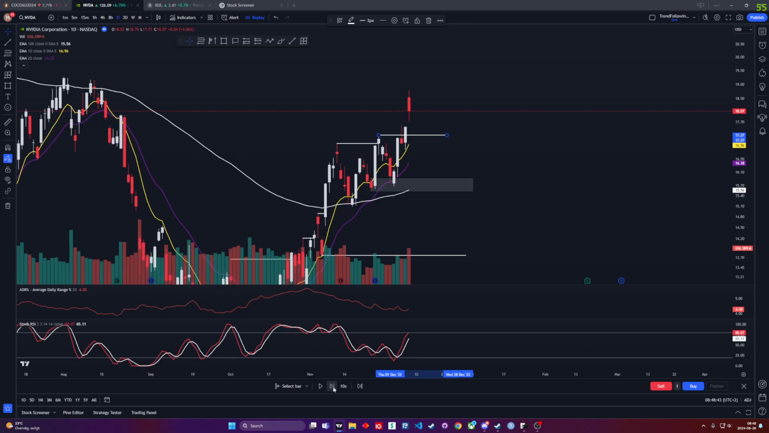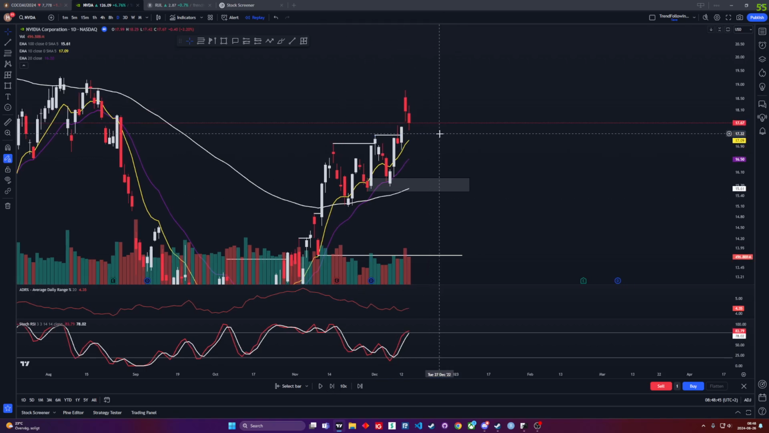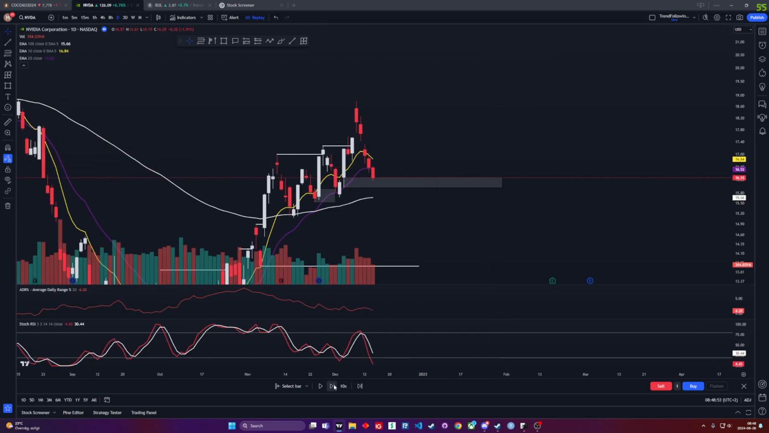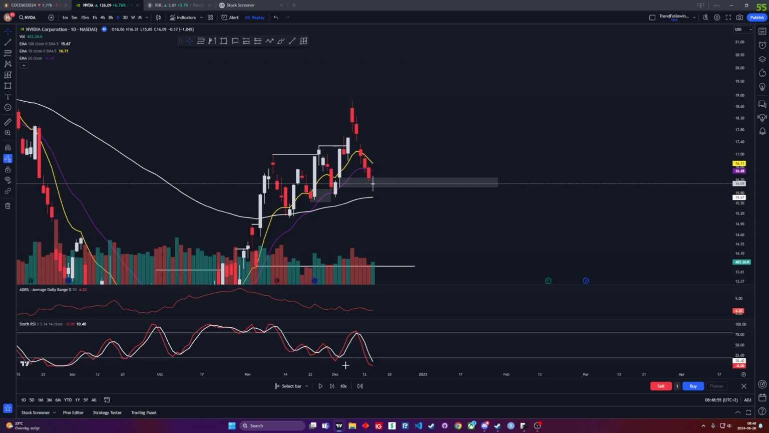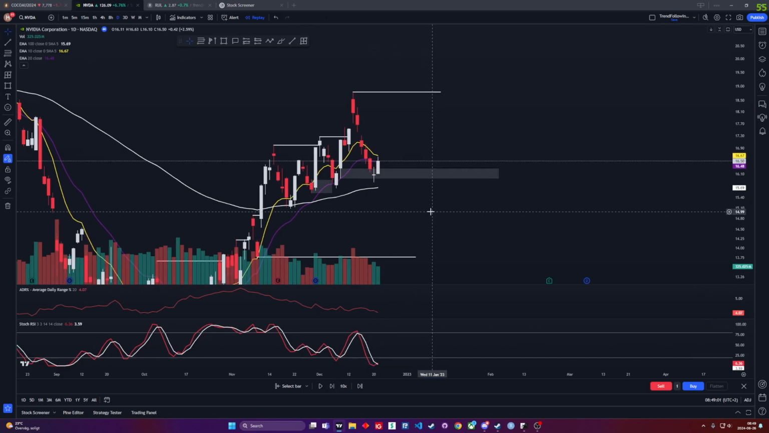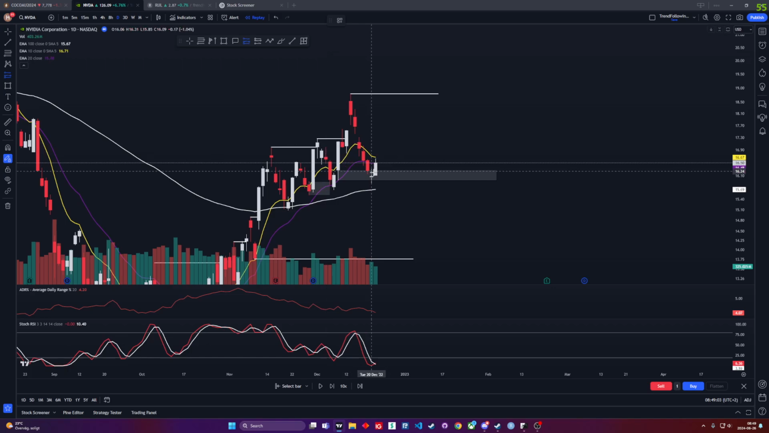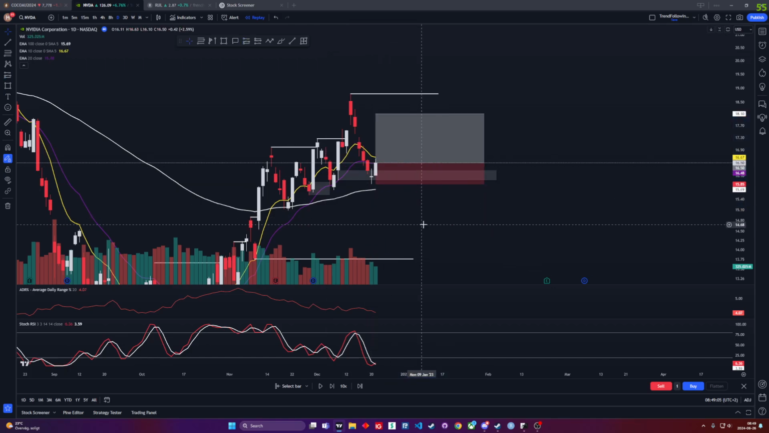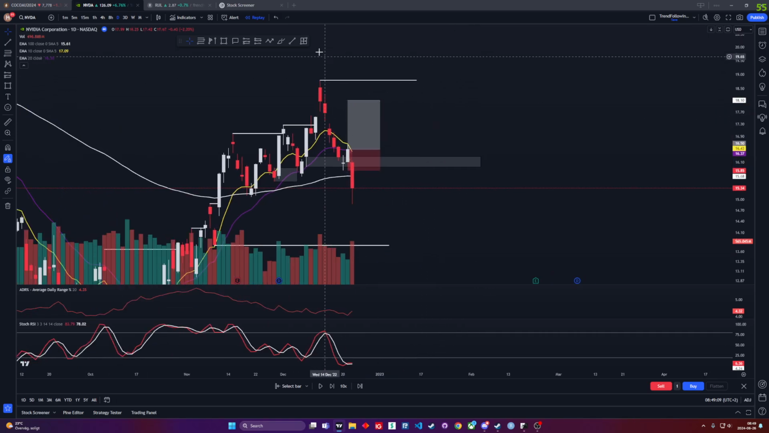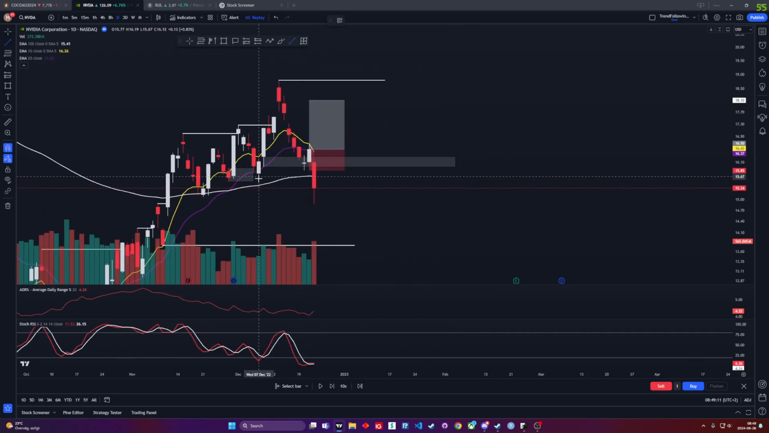So we just wait, patiently wait. Structure break up. We have a new zone. It would be this right here. Price comes back into the zone. And this is a valid entry right here. That's entry. And we get taken out the very next day. That's fine. Losses are part of the game.